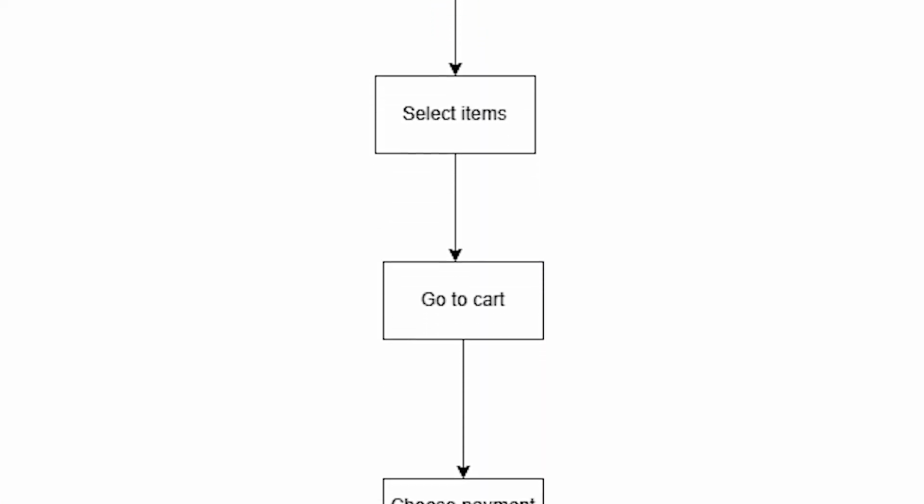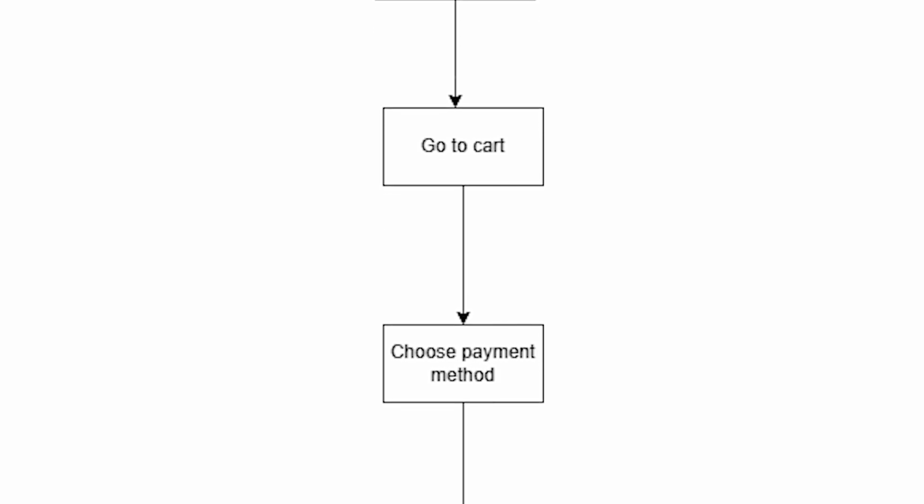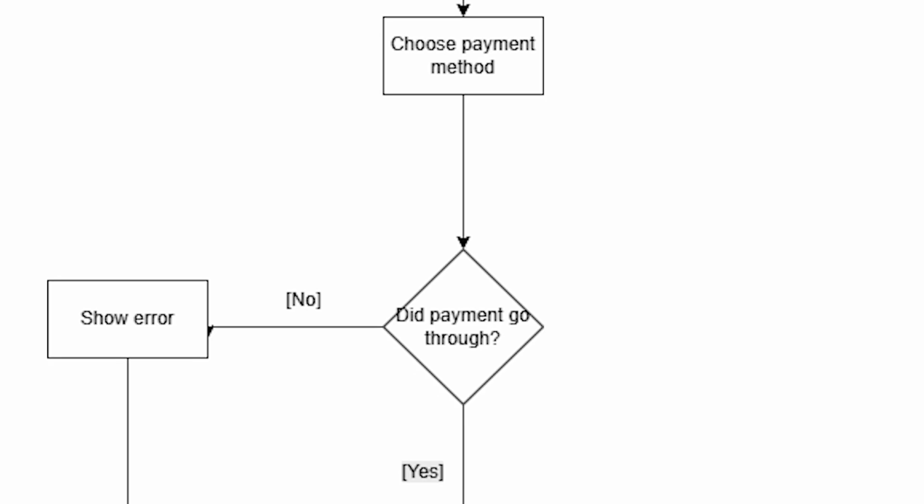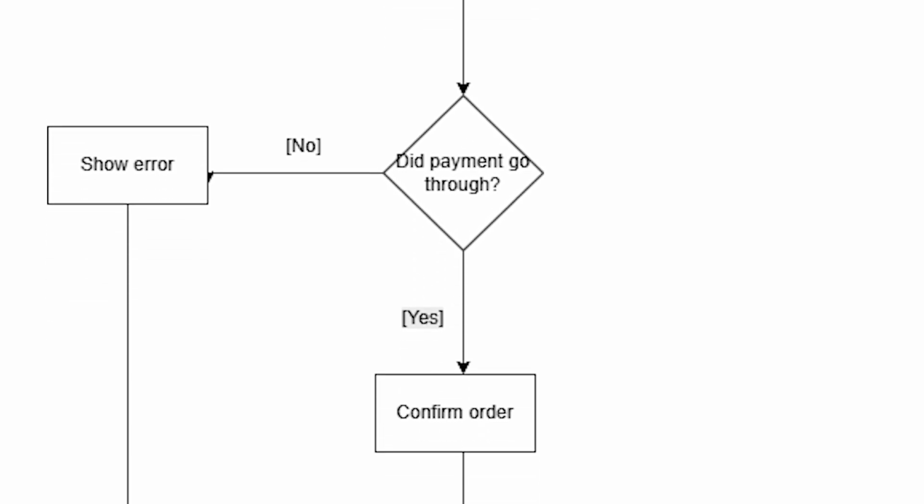So, assuming you wanted to create an activity diagram for SwiftKart, you would focus on a specific process. So let's say that you're focusing on the checkout process, for instance. For that, you would show something like this. Customer selects items, goes to cart, chooses a payment method, and either completes the payment or gets an error.